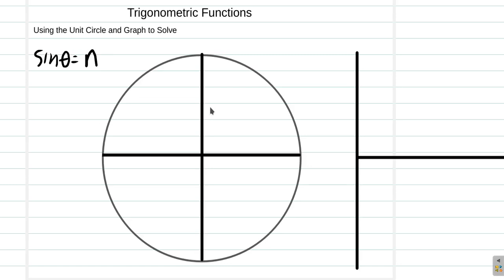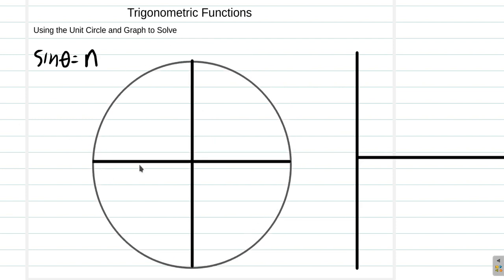Let us look at using the unit circle and also the graph to solve for theta when sine of theta equals n, where n is a number. We're going to also look at some specific examples with numbers. Now, here I have the unit circle, which you remember is a circle of radius 1.